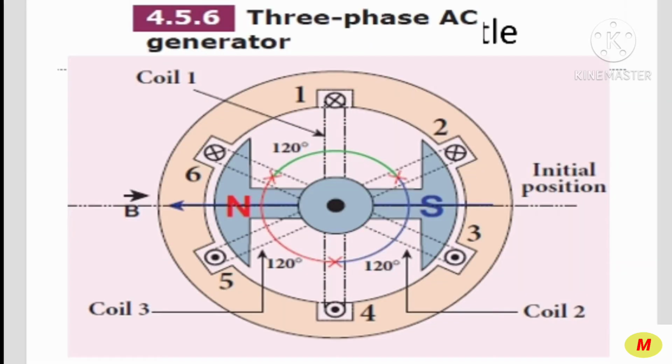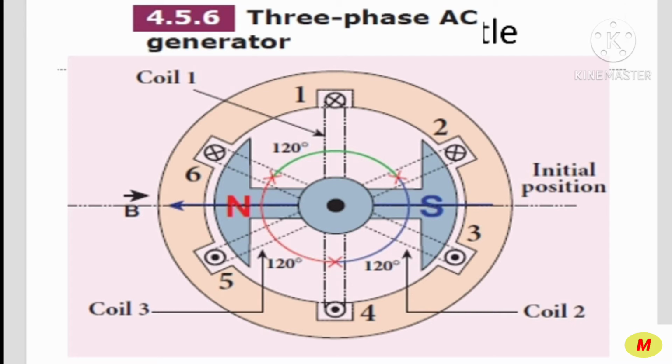Next one is about three-phase AC generator. If the AC generator consists of three separate coils which would give three separate EMFs, then it is called three-phase AC generator.